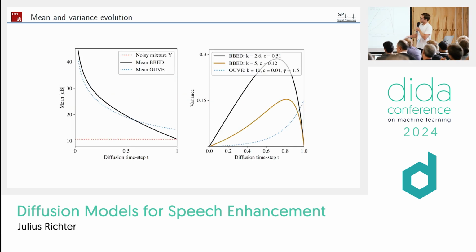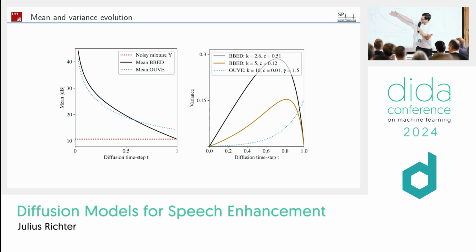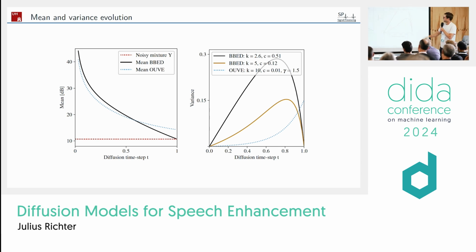You can see also the mean evolution. So it is in dB, so do not get confused that it's not linear, but we have a logarithmic scale here. But you can really see that with the BBED, we reach the noisy speech completely, whereas for the UVE, we have this prior mismatch. It also results in a different variance term. We also plotted this here.